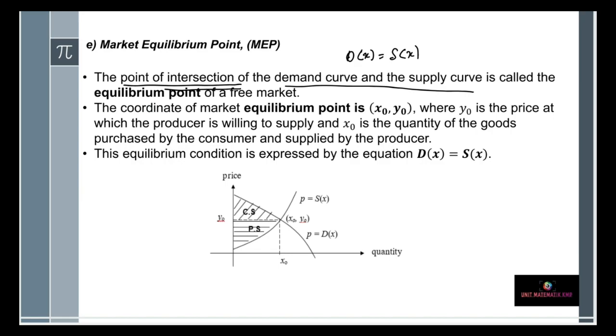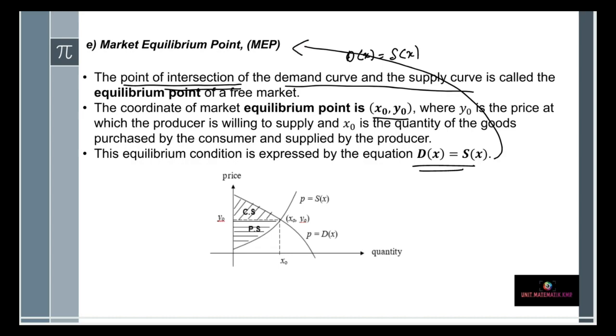The coordinate of the market equilibrium point is (x0, y0), where y0 is the price at which the producer is willing to supply, and x0 is the quantity of the goods purchased by the consumer and supplied by the producer. The equilibrium condition is expressed by this equation. So we will use D(x) equals S(x) in order to calculate the MEP.